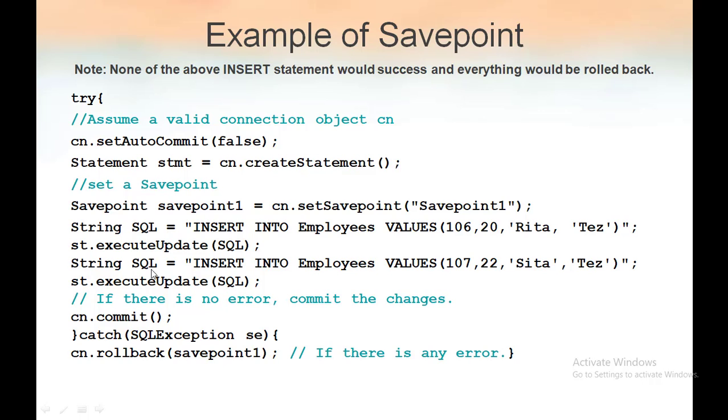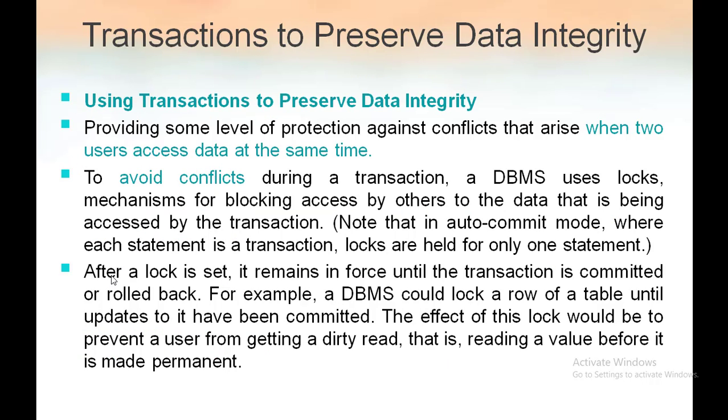If there is no error in all these statements, then the cn.commit method will run, and if there is an error, the cn.rollback method will be called. Here we are passing savepoint1 in the rollback method, meaning we are passing this object in the rollback method. If we find any error in this code, then all the transactions done by these SQL queries will be rolled back.